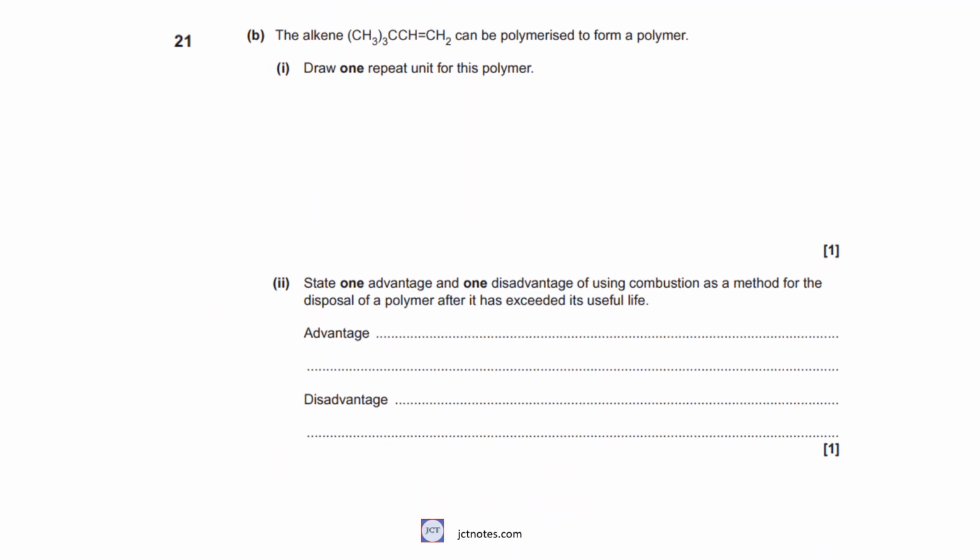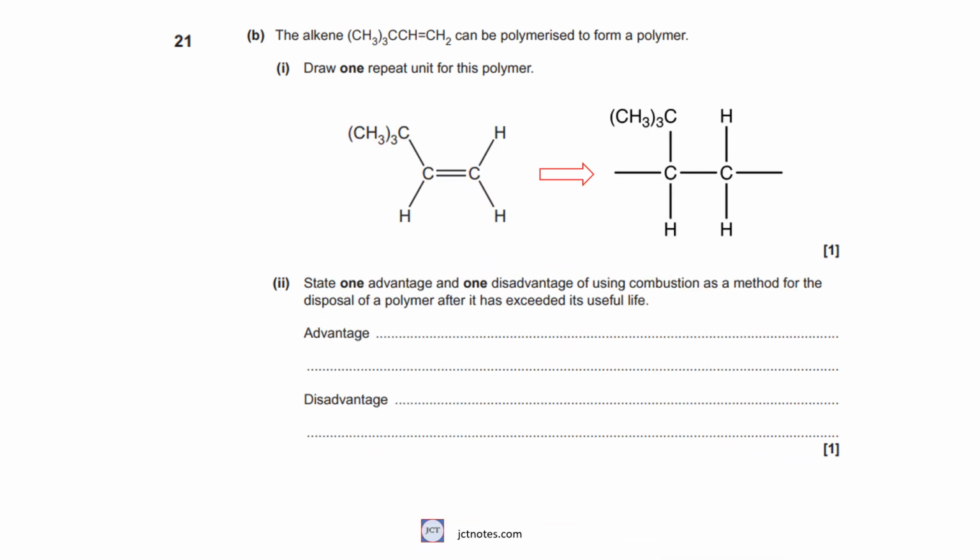In question 21b, we have 2 questions about the polymerization of the alkene given in question 21a. In the first question we are asked to draw a repeat unit of the polymer. This is an example of addition polymerization of an alkene, involving the breakage of the pi bond in each double carbon-carbon bond, then the monomers link together.